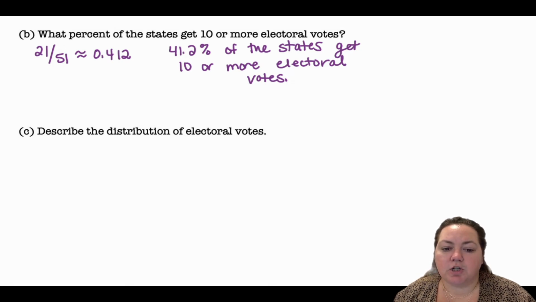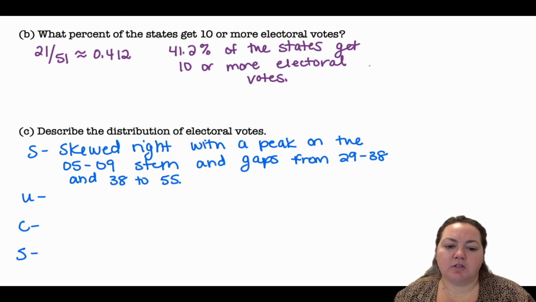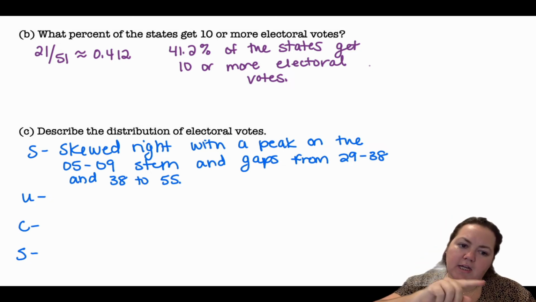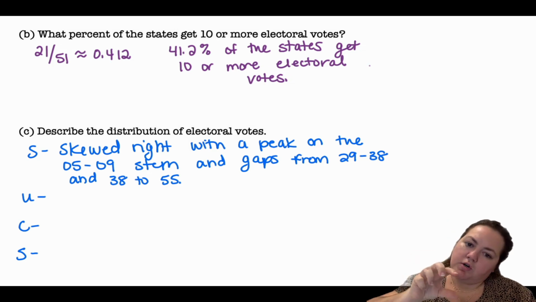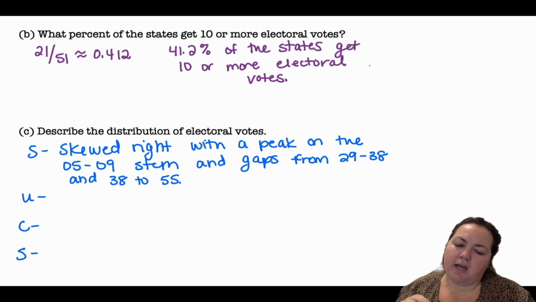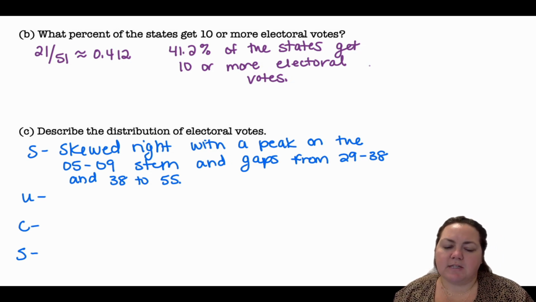Describe the distribution of electoral votes. So remember, if you're describing the distribution, we're going to use the acronym SUCS: Shape, Unusual Feature, Center, Spread. All right, so the shape was skewed to the right, and when you're looking at a stem and leaf plot, you really want to imagine turning it so that the numbers are increasing from left to right, and seeing what the shape would look like. This sometimes can be a little bit challenging.